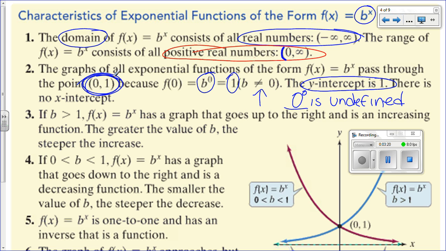Next, we went over how the base must be positive. When the base is greater than 1, the graph will go up to the right, in other words, increasing. And the greater the value of b, the steeper the increase. But the base doesn't have to always be greater than 1. It could be less than 1, so that would be number 4. Let me show you an example.